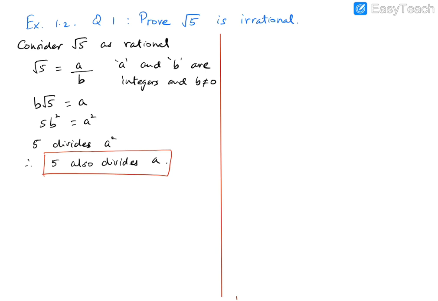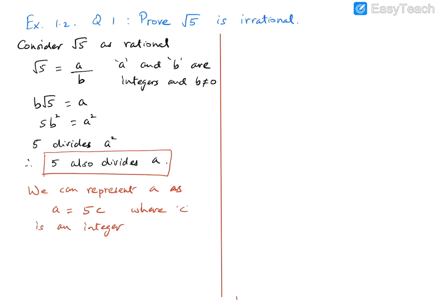Now, since a is divisible by 5, we can represent a as a multiple of 5. So we can represent a as a equals 5 times something. We will call that something c, where c is an integer.